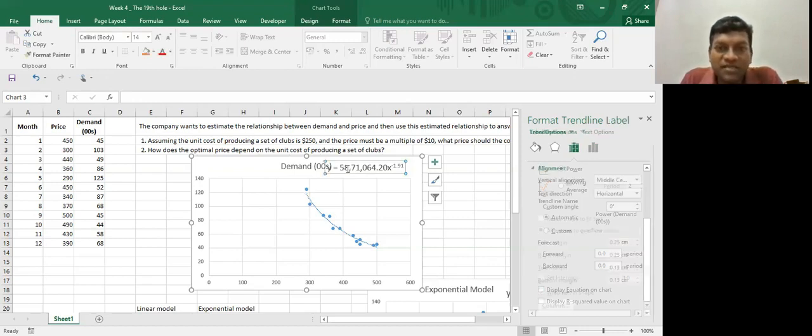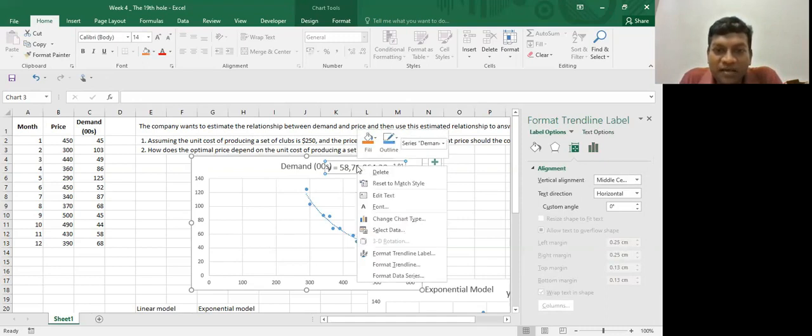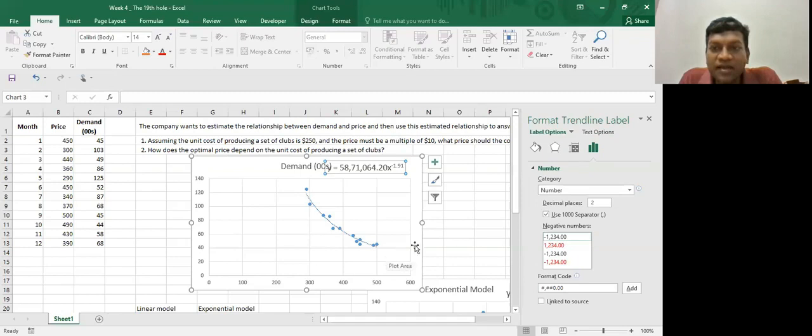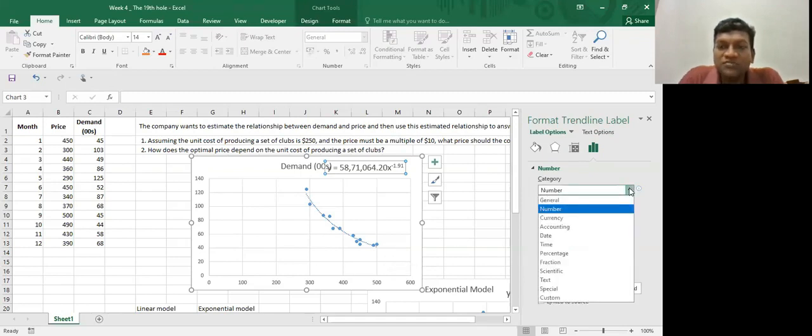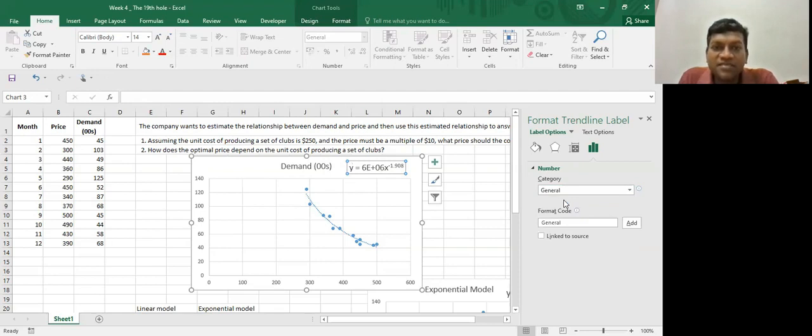So you click on this. Okay, right click on it, say format trend line label. Click on that, and then click on number. This option earlier was general, that you change it to number. Okay, if I make it general, it will look again like 6e plus 06. I hope you can see the change.